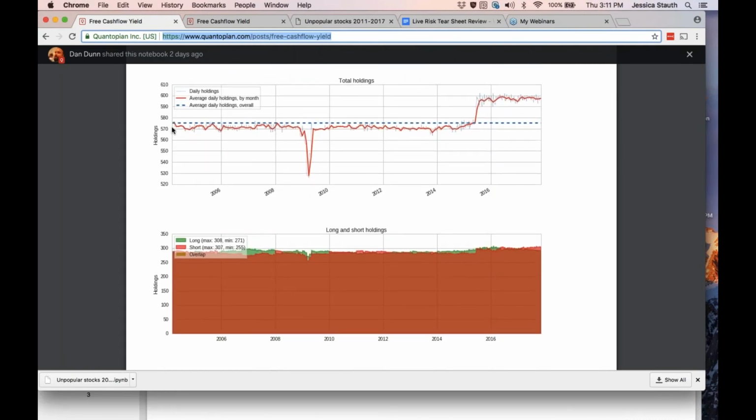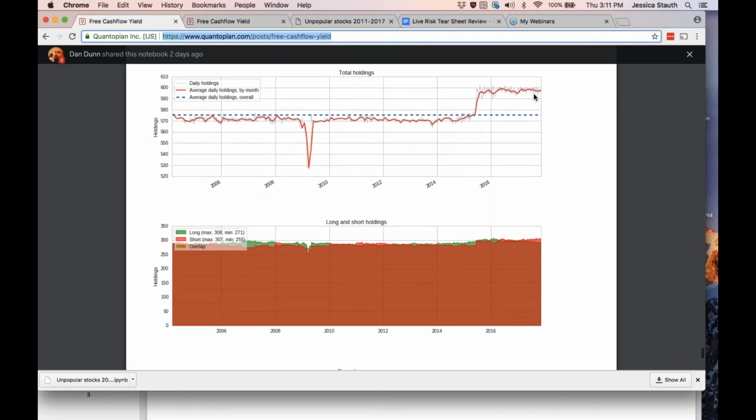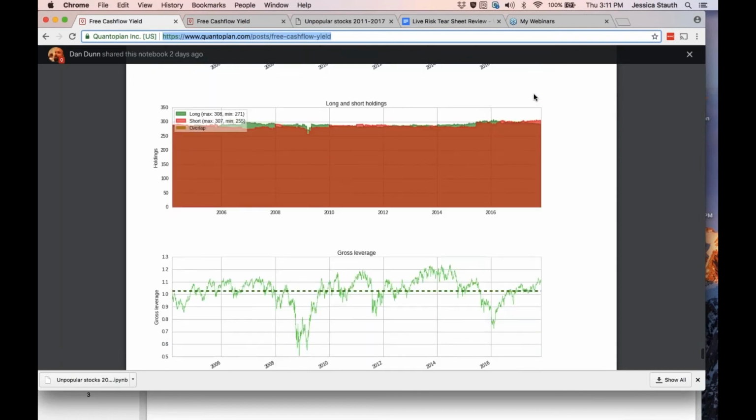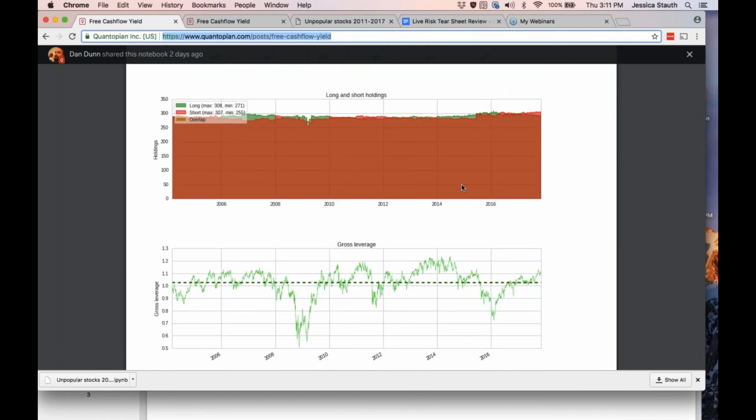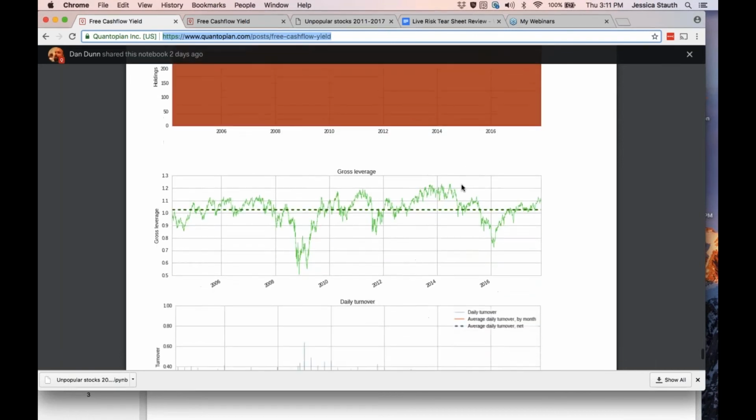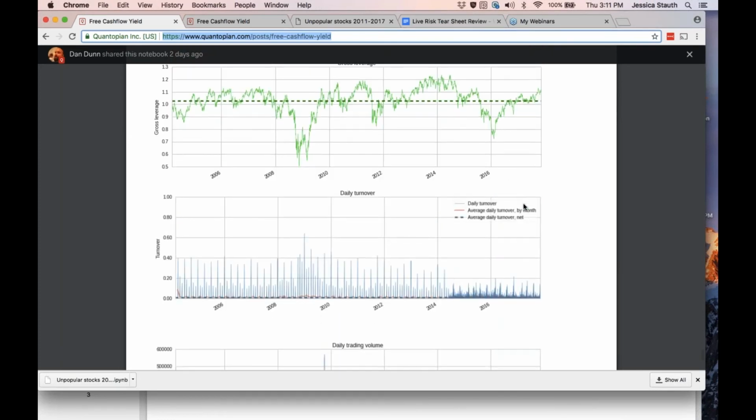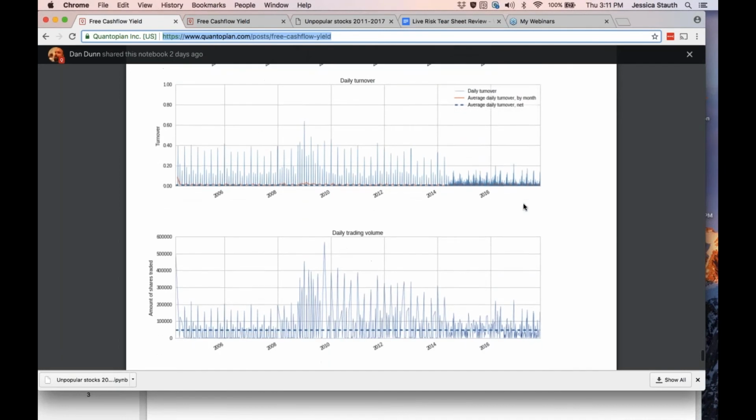Then something weird happens that I don't totally know what it is, but it could be driven by our universe. So we go along with a pretty consistent total portfolio size, and then something happens right before the beginning of 2016 where we get a step change and go up to 600 positions. This might have to do with our universe, but I'd want to check into that. So we're holding an equal number of longs and shorts. That's great, and that we expect that. Leverage is being targeted and managed pretty close to 1.